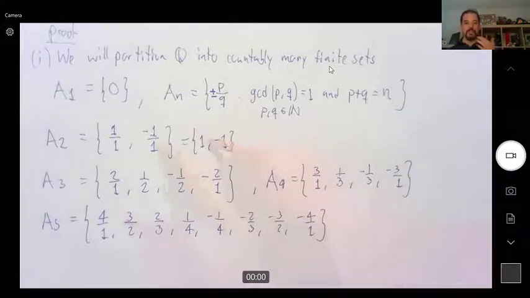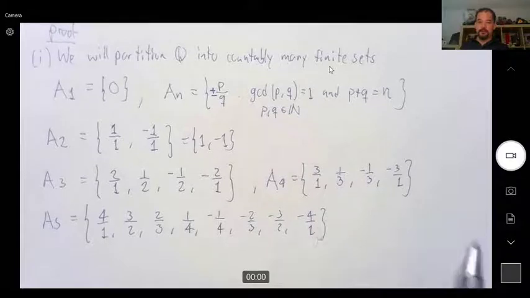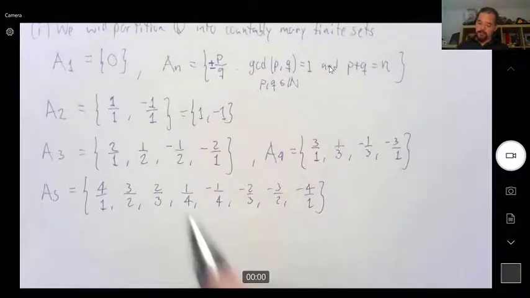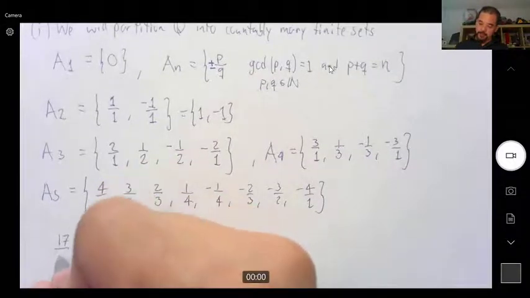All right, now here's the thing. This is the part where I want to convince you that this is thorough. Think of any rational number, no matter which rational number, and I can show you that that rational number is in one of these sets. So let's try a weird rational number. How about 17 over 91?